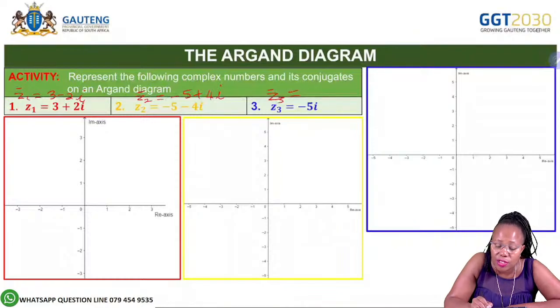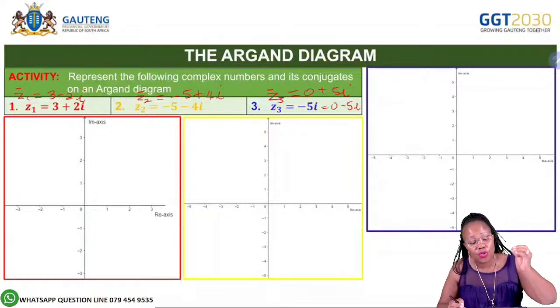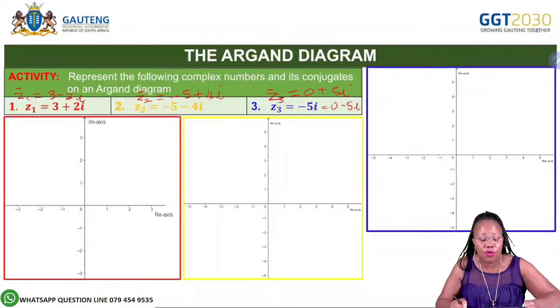And now, can you see this one? It is noted as 0 minus 5i, because the real part is 0. And now the conjugate will be 0 plus 5i for that one. So we are sketching these two graphs with their partners, their conjugates.